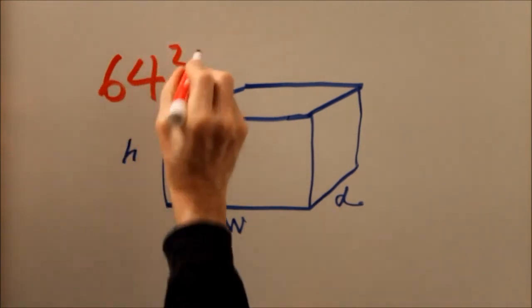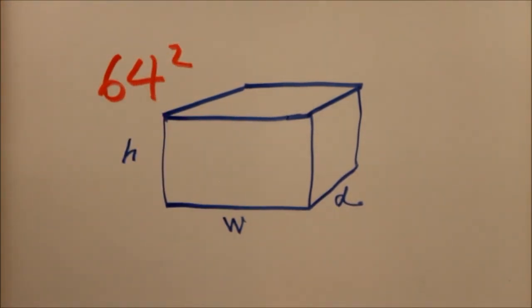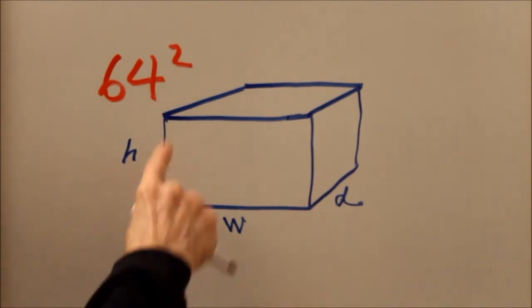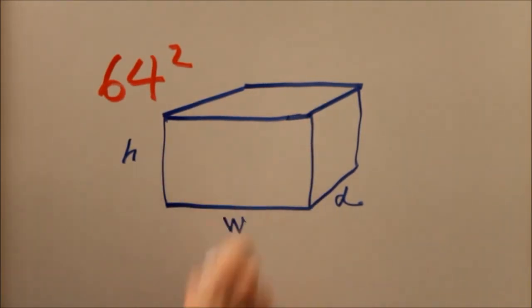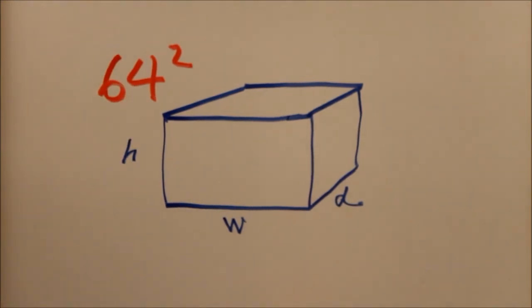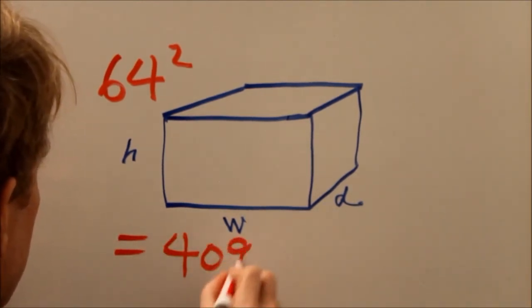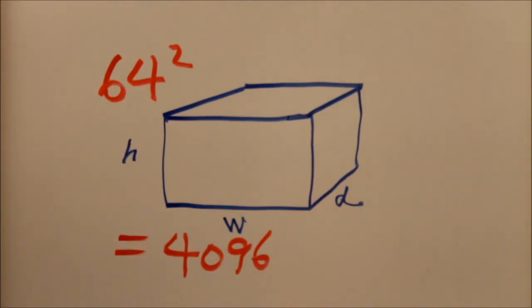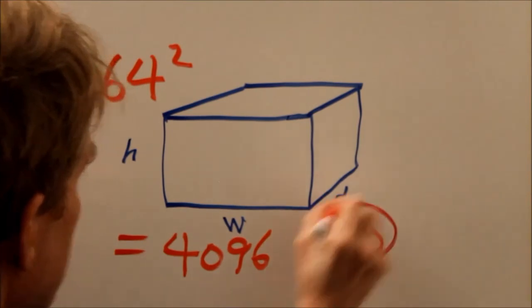Now that's going to be true of each and every one of these 6 faces of this box. We can only see 3 of the faces here, the other 3 are hidden. But each and every face is going to have its surface area blown up by a factor of 64 squared. So the total surface area of the entire box will increase by a factor of 64 squared, and that happens to equal 4096. That's choice D.